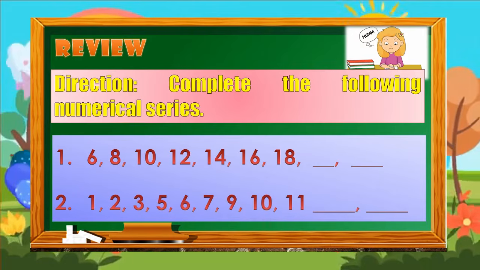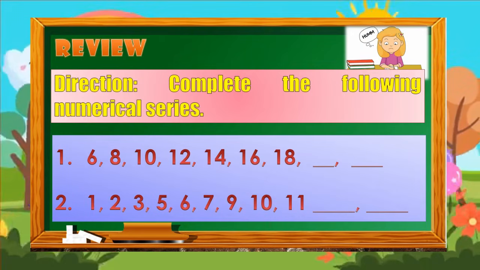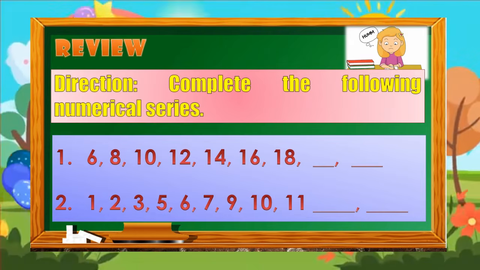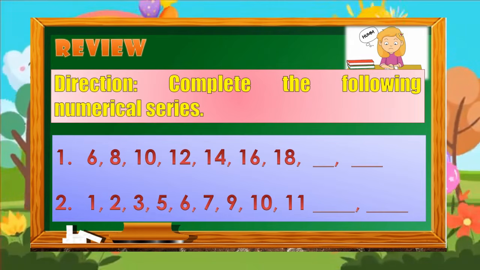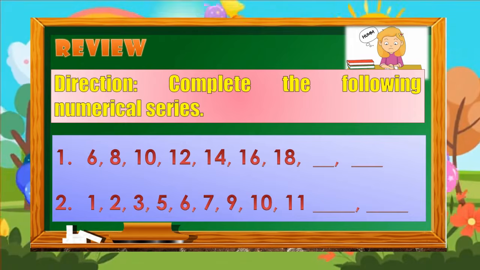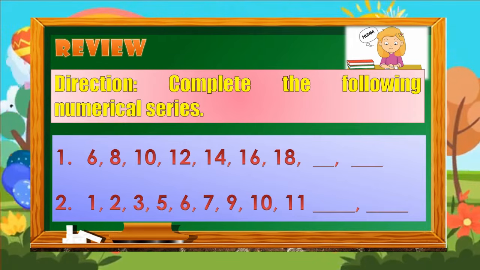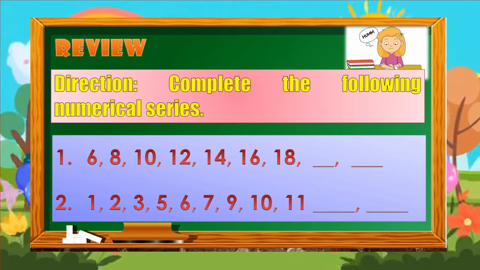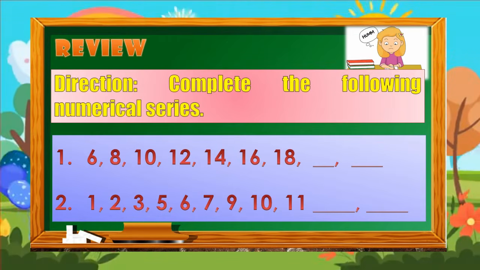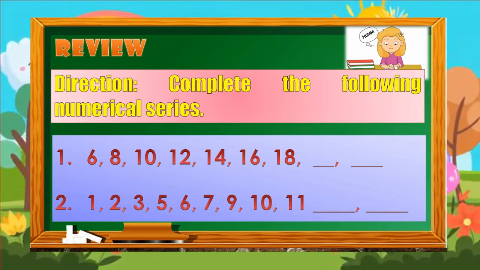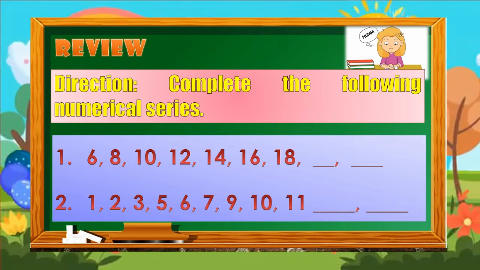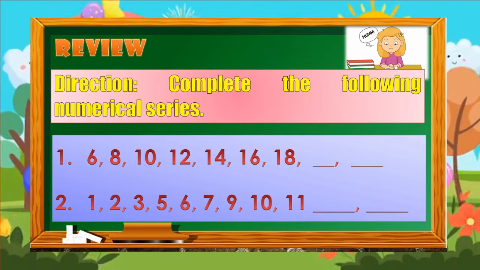Number 2. The given numbers are 1, 2, 3, 5, 6, 7, 9, 10, and 11. What are the next two numbers in the series? Again, the numbers given are 1, 2, 3, 5, 6, 7, 9, 10, 11.